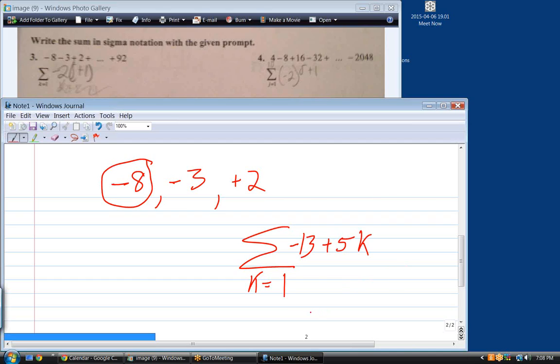Well, let's draw out the sequence. When k is 1, we get minus 8. When k is 2, we get minus 3. When k is 3, we get plus 2. That's that sequence.